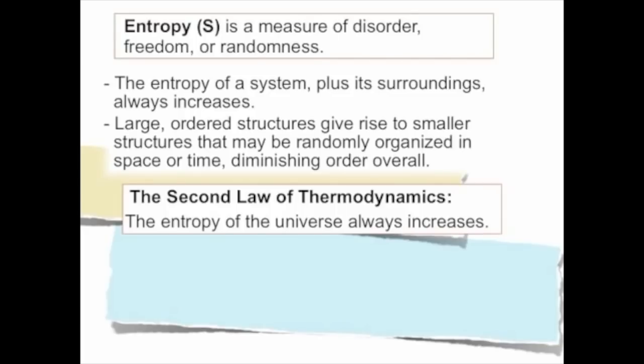The entropy, as we said, is a measure of disorder or freedom or randomness. The entropy of a system plus its surroundings always increases. Large ordered structures will give rise to smaller structures that may be randomly organized in space or time, diminishing order overall. We've seen this before in the entropy of water. Water prefers to be random in position, and this is an important driving force in biochemical reactions.